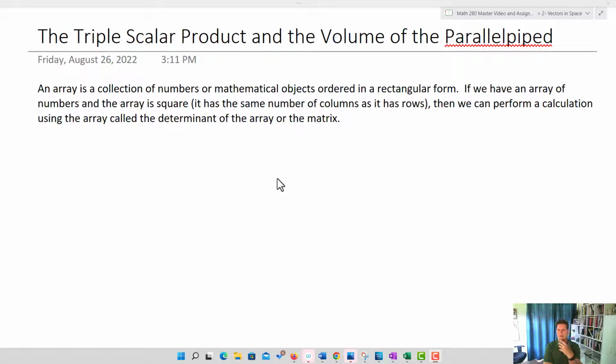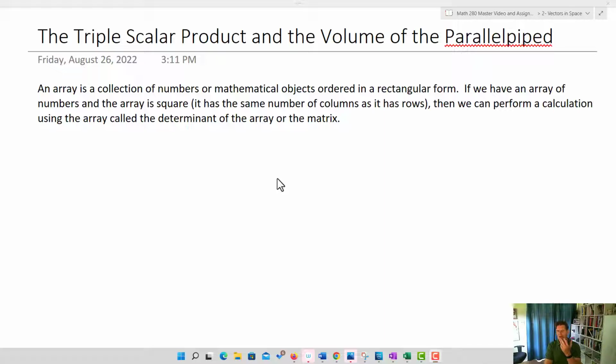Okay, so now we're going to branch off of the cross product a little bit, just do a little mini lecture on something called the triple scalar product, and we're going to be talking about the volume of a parallelepiped. We'll talk about what a parallelepiped is in just a little bit. So let's suppose that I have an array. An array is a collection of numbers or mathematical objects ordered in a rectangular form.